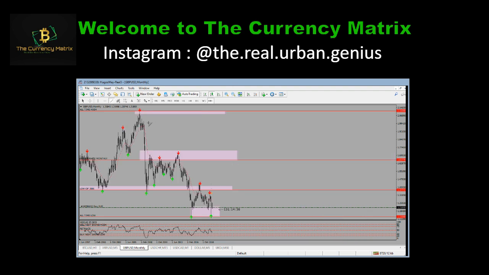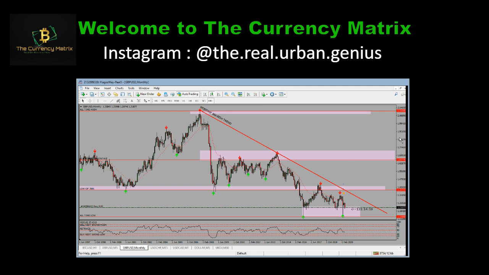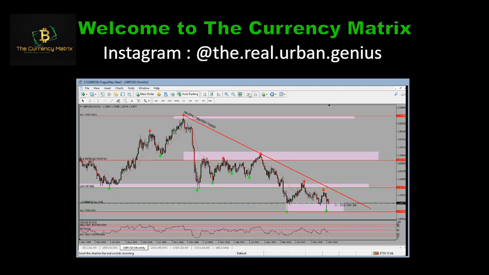Next, we can apply a trend line connecting these swings here. Here we'll label this monthly bearish trend. Why? Because this is a bearish trend on the monthly time frame. Keep it simple. So now we have a monthly bearish trend identified on our charts.